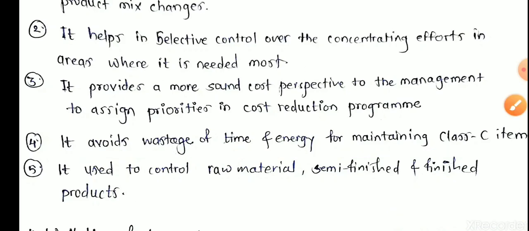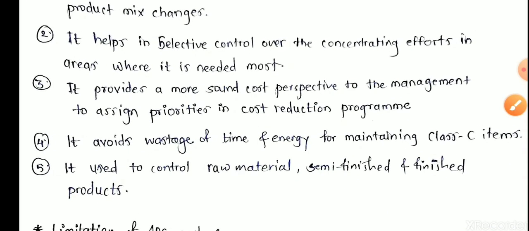Okay, it's not necessary to maintain the C items closely because their inventory cost is much less, and if you are not maintaining the inventory of C items properly, it is acceptable, or it does not create much problem as compared to A items. Hence we avoid wasting time and energy on maintaining the C items.